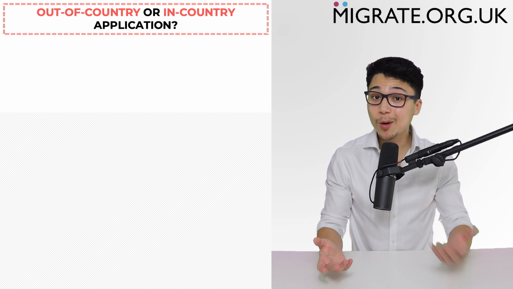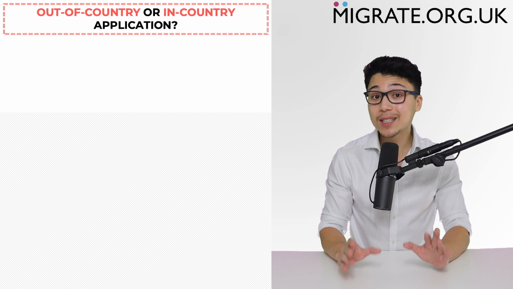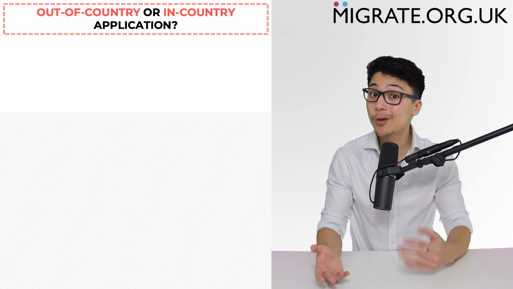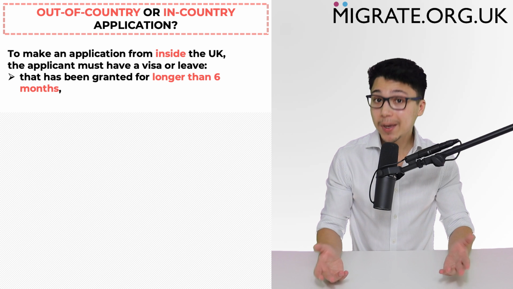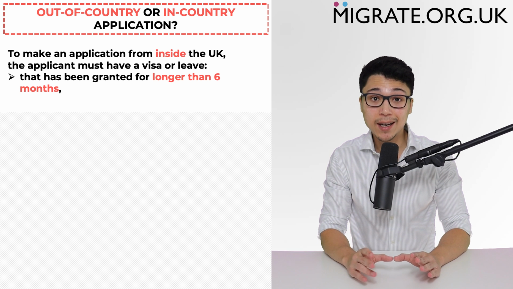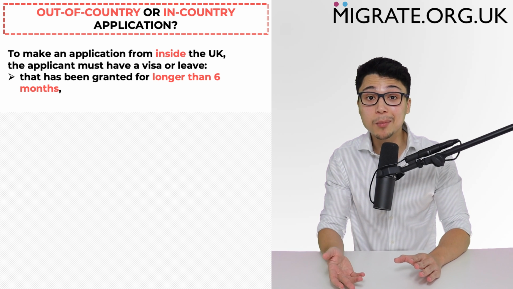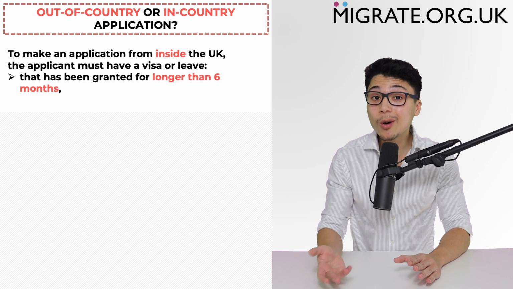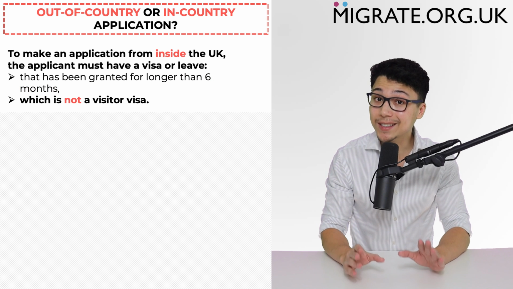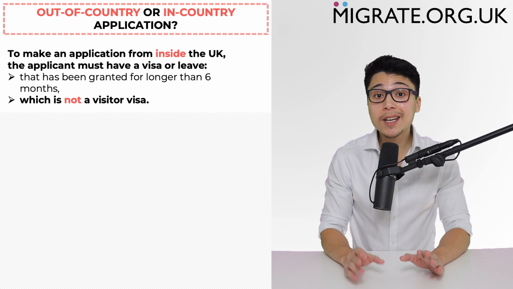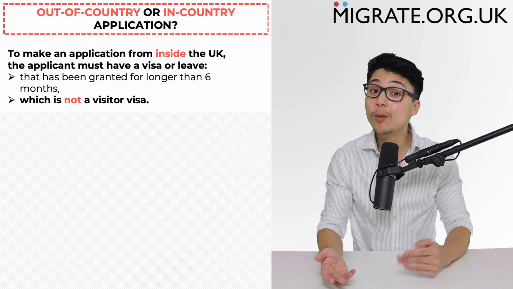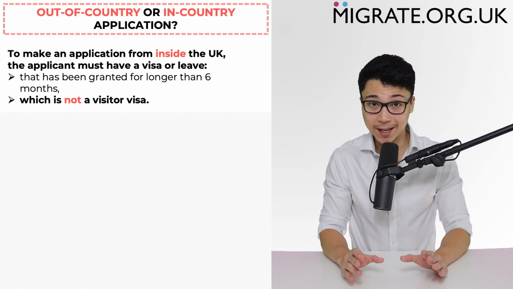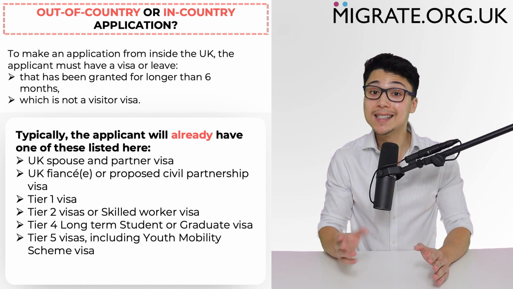Since the process, requirements and fees are different, let's first clarify whether your application will be an out-of-country application or an in-country application. To make an application from inside the UK, the applicant, that is, the non-UK partner that needs the visa, must have a visa or leave that has been granted for longer than 6 months, which is not a visitor visa. Exceptions here are those in the UK on a fiancé or proposed civil partnership visa who can submit an application from inside the UK. Typically, the applicant will have one of these listed here.